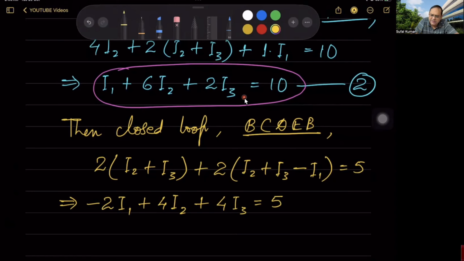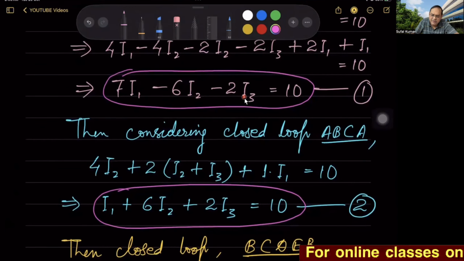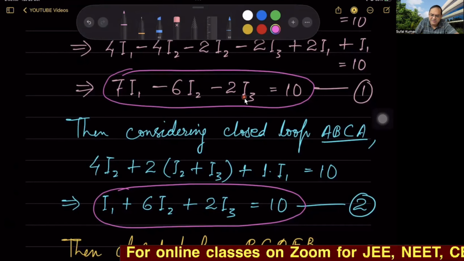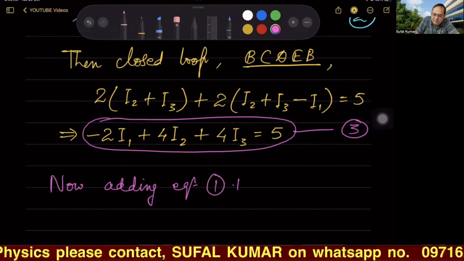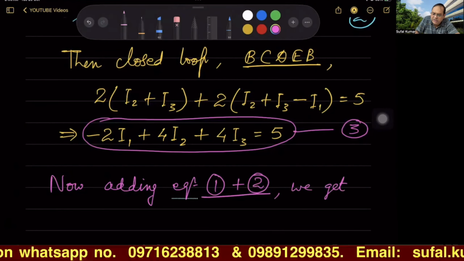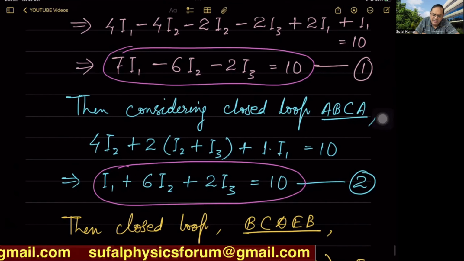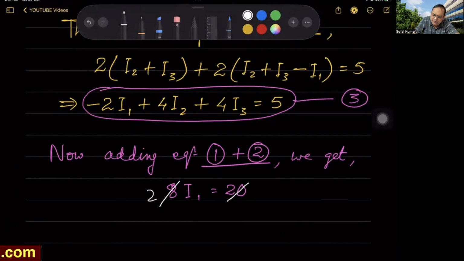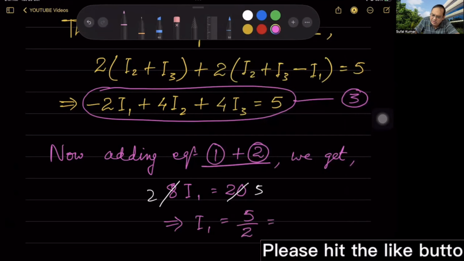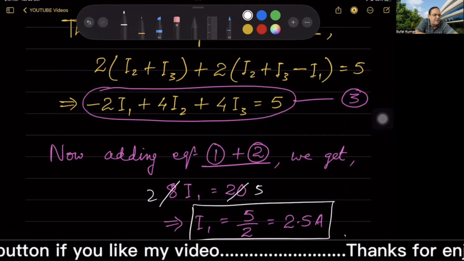Now third equation, this has become the third equation. Clearly visible from equation 1 and 2, if we add up these two equations. Now adding equation 1 plus 2, we get simply 7 plus 1, 8I1 equals 20. I1 is equal to 5 by 2 equals 2.5 ampere. One value now we have got.